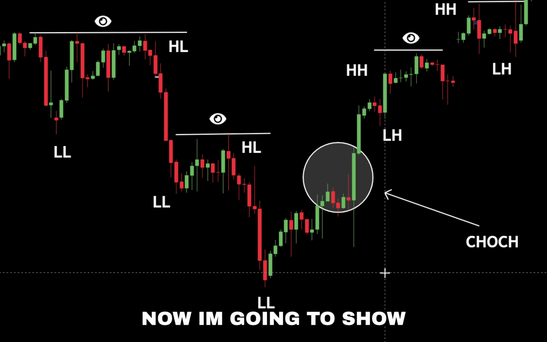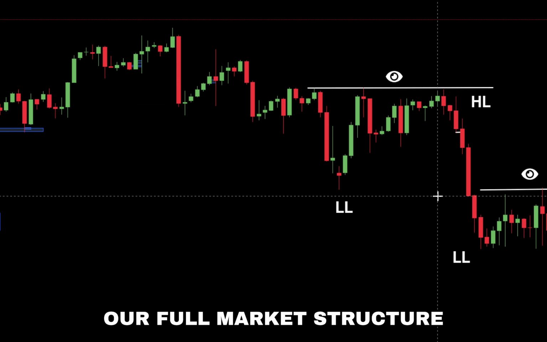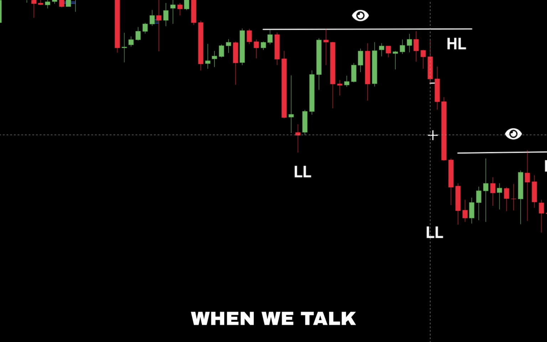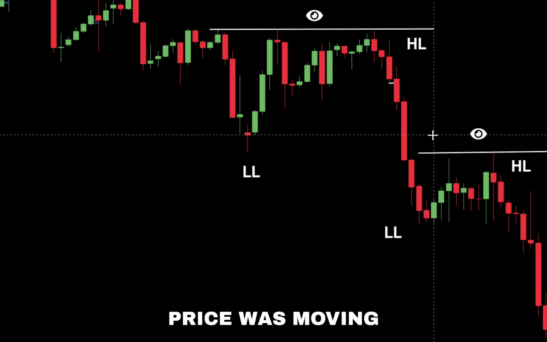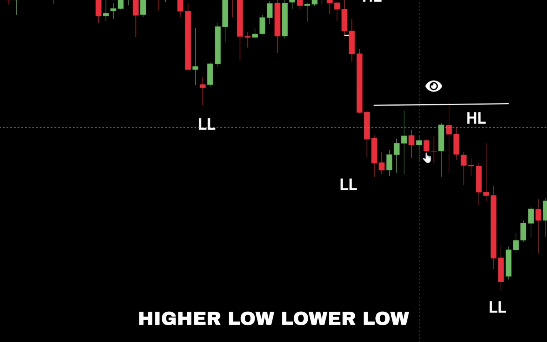Now, I'm going to show you all of this on the charts with actual candlesticks and not just lines. We have our full market structure here. Don't mind the eyes right now, that's for later. When we talk about liquidity, as you can see, price was moving downwards. We created a lower low, higher low, lower low, higher low, lower low.